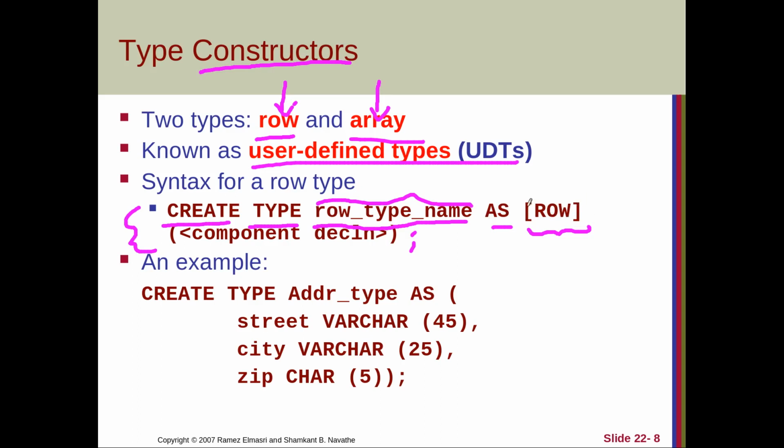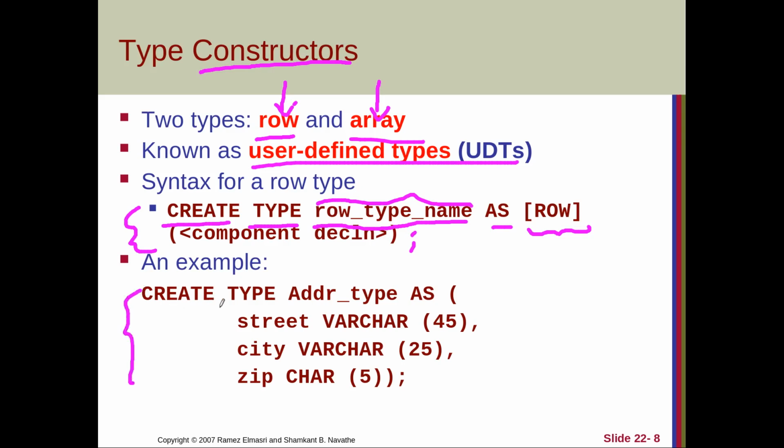Why is it given in square brackets? Because it is an optional part. If we avoid this portion, by default this type will be considered a row type. So that is the specialty. So CREATE TYPE, row type name AS ROW, then within parentheses the different components to be declared, then put a semicolon. We will see one example, then it will be a little more clear.